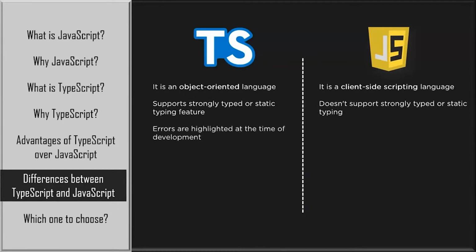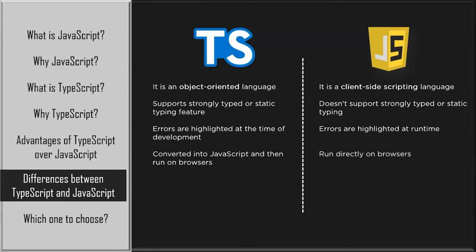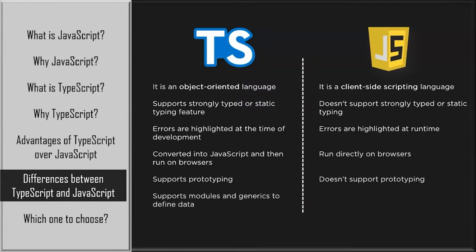In case of TypeScript, errors are highlighted at the time of development, making it easier for code to run. However, JavaScript highlights errors at runtime. TypeScript code is always converted to JavaScript and then run on browsers, while JavaScript directly runs on browsers. TypeScript supports prototyping, while JavaScript does not support prototyping. Lastly, as mentioned, TypeScript supports modules, generics, namespaces, access modifiers, etc., while JavaScript does not support these features.